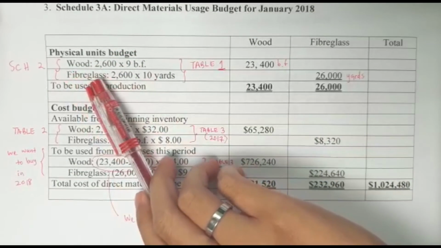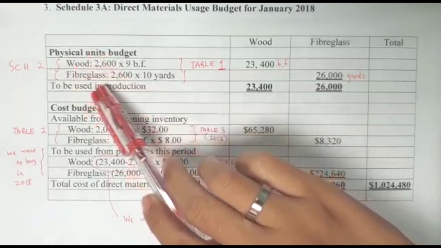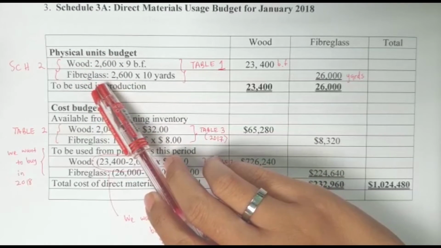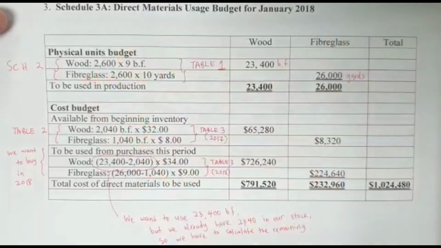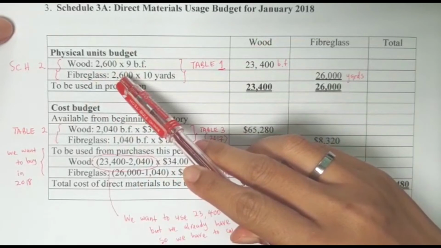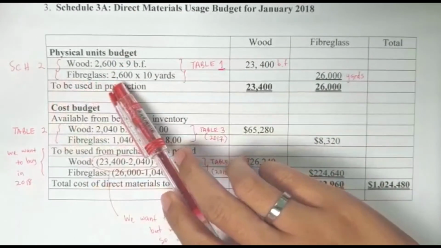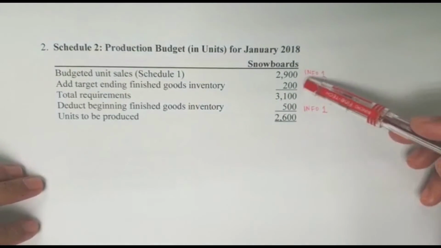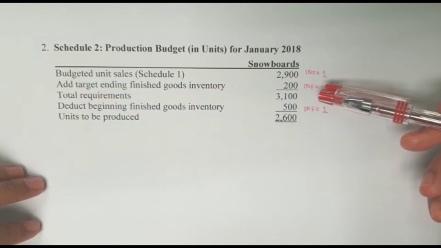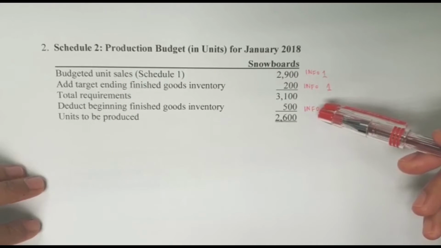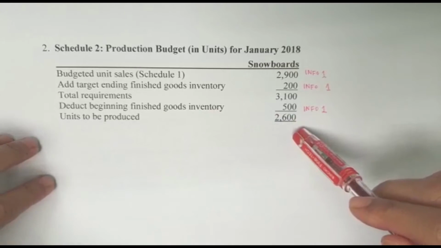Wood is 2,600, as well as the fiberglass also 2,600, and this information is based on Schedule 2. So you have to be careful. You should not look at 2,900, the expected units to be sold, but you have to look at Schedule 2, because there we already made an adjustment based on the budgeted units. Then we add the ending finished goods, and we deduct the beginning finished goods inventory, and we come up with the units to be produced, which is 2,600.